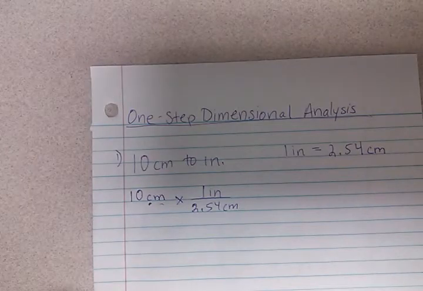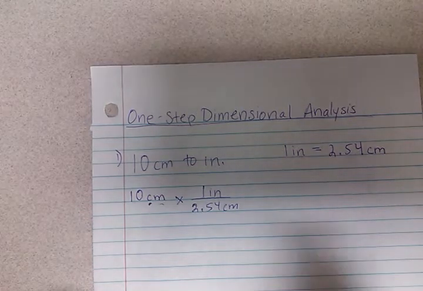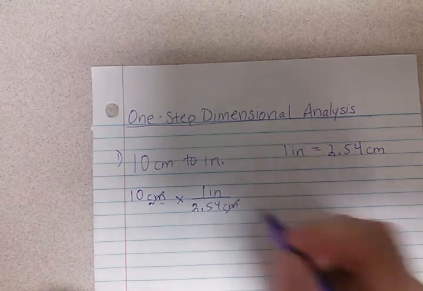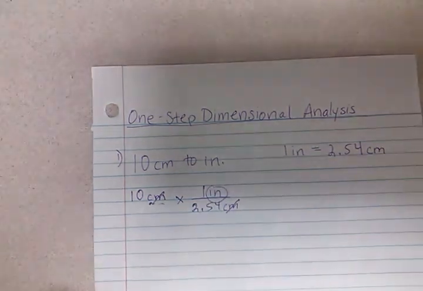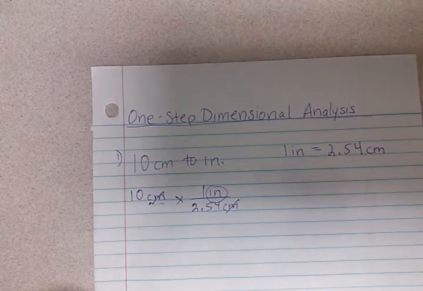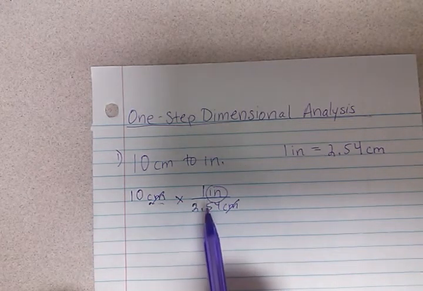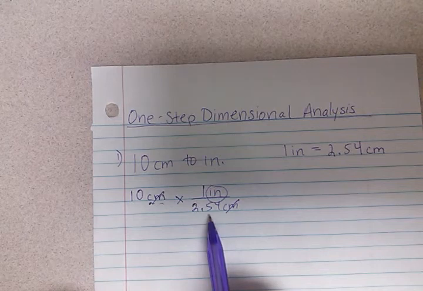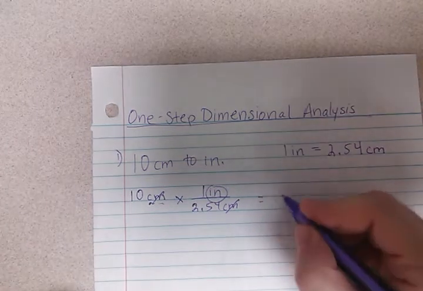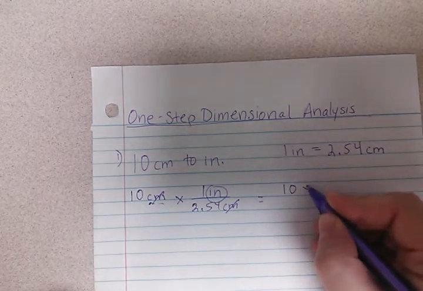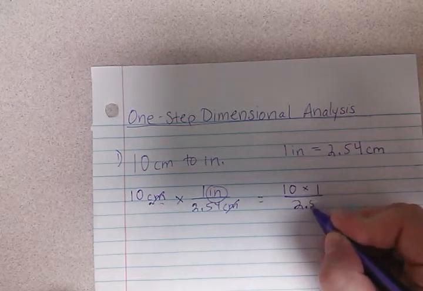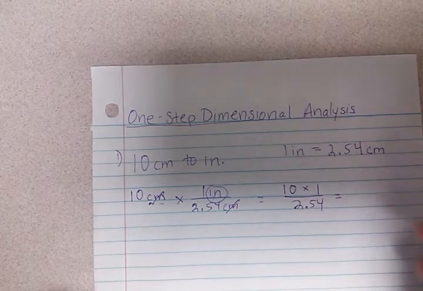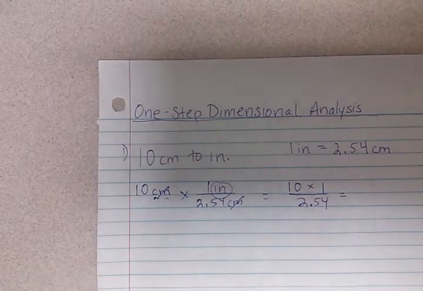The next thing we want to do is cancel out repeated units on the top and the bottom. So in this case, centimeters and centimeters cancel out, so we are left with inches. Our next step is to multiply everything on the top and divide by everything on the bottom. So in this case, we're just doing 10 times 1 divided by 2.54.